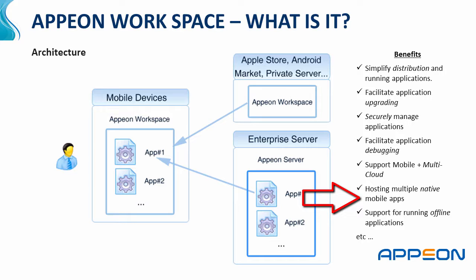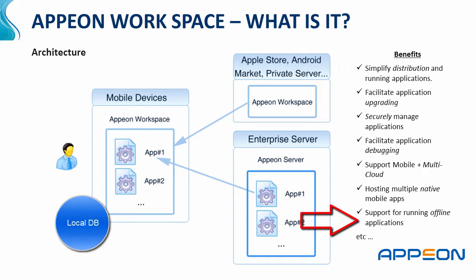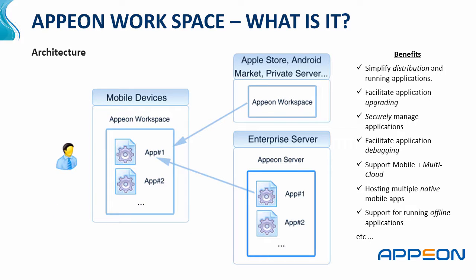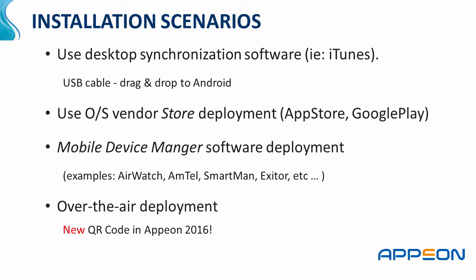Appeon WorkSpace facilitates that so that your application can get access to hardware and low-level software features of that particular operating system. And so, of course, support for offline applications, which means you can have a local database hosted on the mobile device and have your apps update the local database. And then when your occasionally connected device gets connected to an enterprise network or through the internet, you can have that data automatically synchronized to a corporate database server, such as Oracle, Microsoft SQL Server, ASE, just to mention a few.